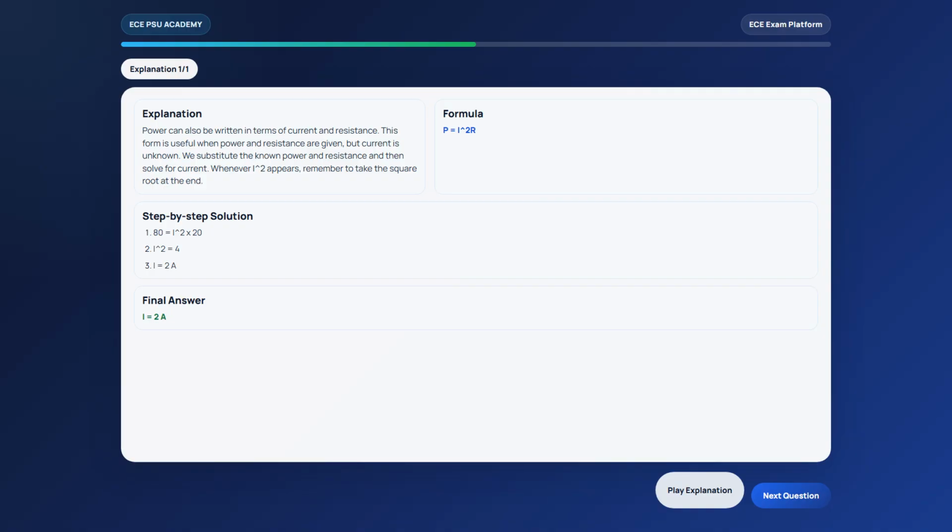I squared equals 80 divided by 20, which equals 4. Step 3. Take the square root of both sides. I equals the square root of 4, which equals 2 amperes. Final answer: the current through the circuit is 2 amperes.